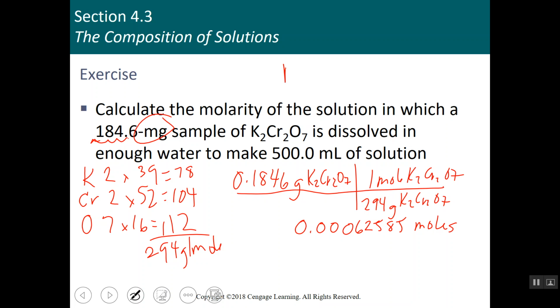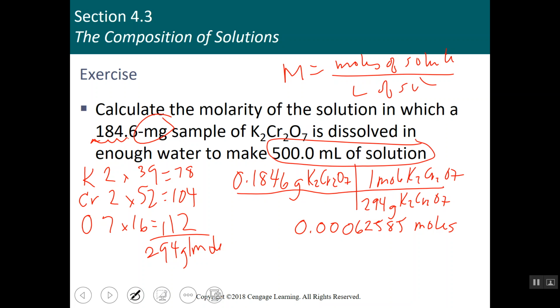And if you'll recall, molarity is moles of solute divided by liters of solution. So it tells us right here we have 500 milliliters of solution. Move the decimal 3 places to get liters, so we have that divided by 0.5 liters, and we end up with 1.25 times 10 to the negative 3rd molar.